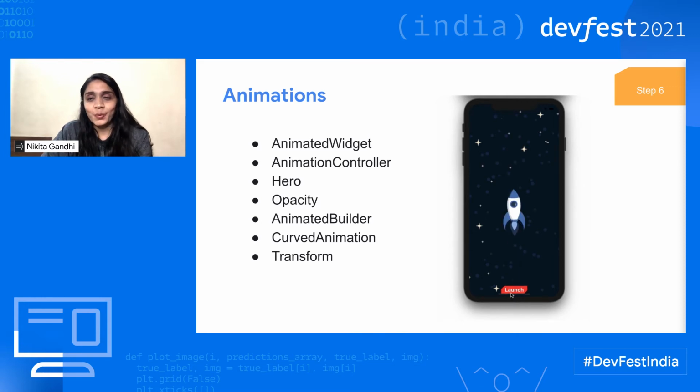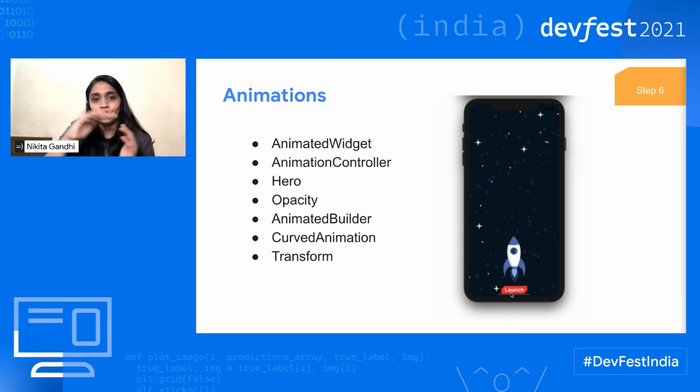Add animations. We all love beautiful design interfaces. We all like to see some transition happening in front of our eyes. Isn't that soothing enough? And as developers, we all want to give that experience to our end users. There are a lot of animations in Flutter. A lot of them are widgets themselves, like a hero widget or an animated widget, curved animation, transform. So all of them can actually help you transition your widget from one place to another with a beautiful transition.